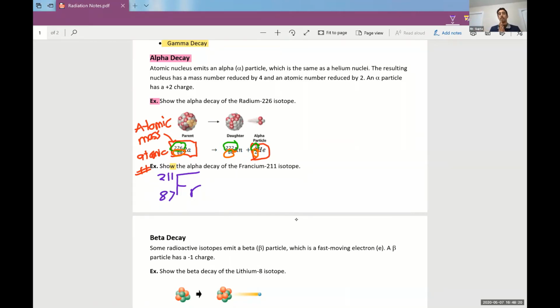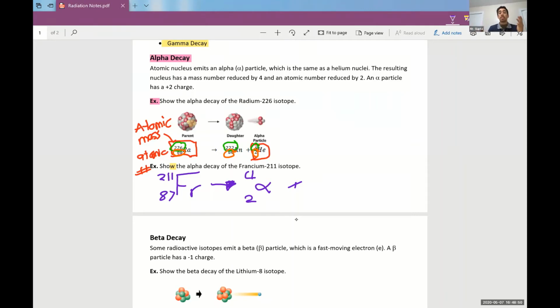So that's the first step. The question says show the alpha decay. So let's draw our products. Immediately we know one of our products has to be a helium nucleus, which is always 4-2. You could draw an alpha symbol, or you could draw the letters He like in the previous example. And the question is, what's the other product? What's the daughter?